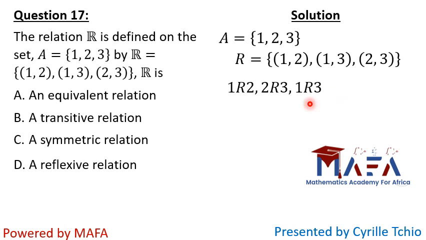So from here, we are saying that 1 relates to 2, yes. 2 relates to 3, yes. 1 relates to 3. We have that 1 relates to 2, 2 relates to 3, and 1 relates to 3.